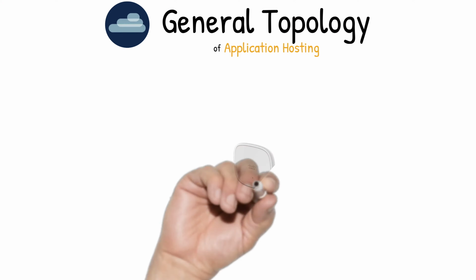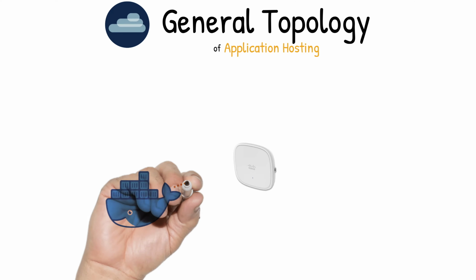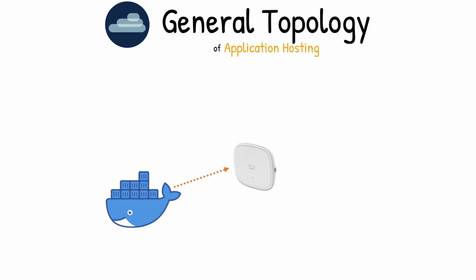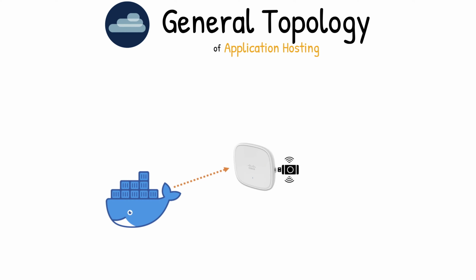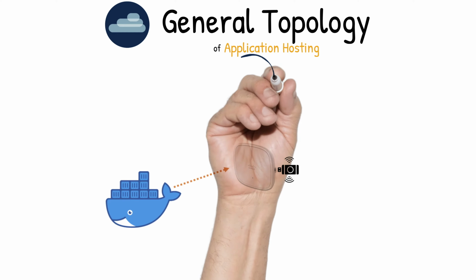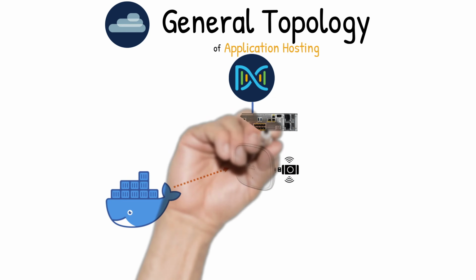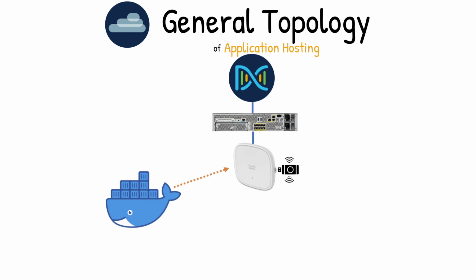To get started, let's jump directly into the typical topology of an application hosting deployment. As a quick recap, this state-of-the-art application hosting platform is built directly into the Catalyst access point code itself. Other than the additional step of inserting an IoT USB connector into the access point's USB module, no additional physical change to the standard Cisco DNA Center, wireless controller, and access point deployment is required.